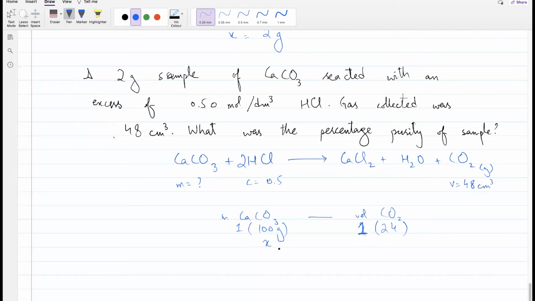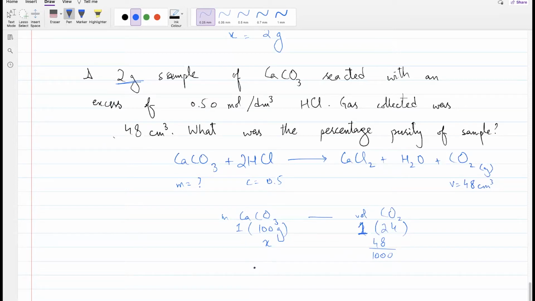We do not know how much we have. And that is the most crucial part of this question. They're saying there is a 2-gram sample, but that does not mean that all of it is calcium carbonate. Until and unless we know that it is, we cannot figure it out. We cannot say that, oh, 2 grams is the mass. It's not. It's 2 grams of the whole thing. Out of it, some of it is calcium carbonate, which we don't know how much. But the volume is 48 cm cube. I'll divide by 1,000 to convert it to dm cube.